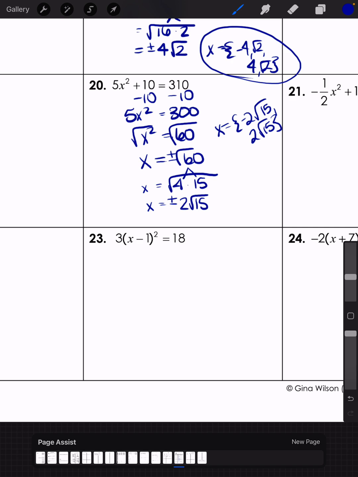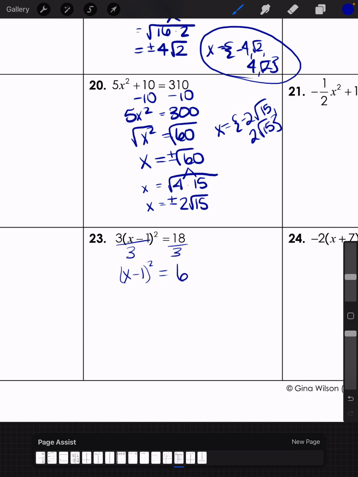Now 23 does have an exponent of 2, but it's not just on the x. It's on the entire expression of x minus 1, quantity squared. So if we can get this entire expression isolated and then take the square root, we will still be able to solve using square roots. So first I'm going to divide by 3. So I'm left with x minus 1, quantity squared, is equal to 6.